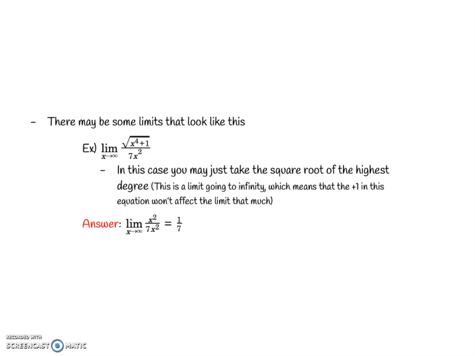There may be some limits that look like this. In this case, you may just take the square root of the highest degree term in the numerator, because there's a square root on the top. This will not really affect the answer that much, because as x approaches infinity it becomes such a big number that the plus 1 won't matter much. So if you take the square root, you will get the limit as x approaches infinity of x squared over 7x squared, which is 1/7.